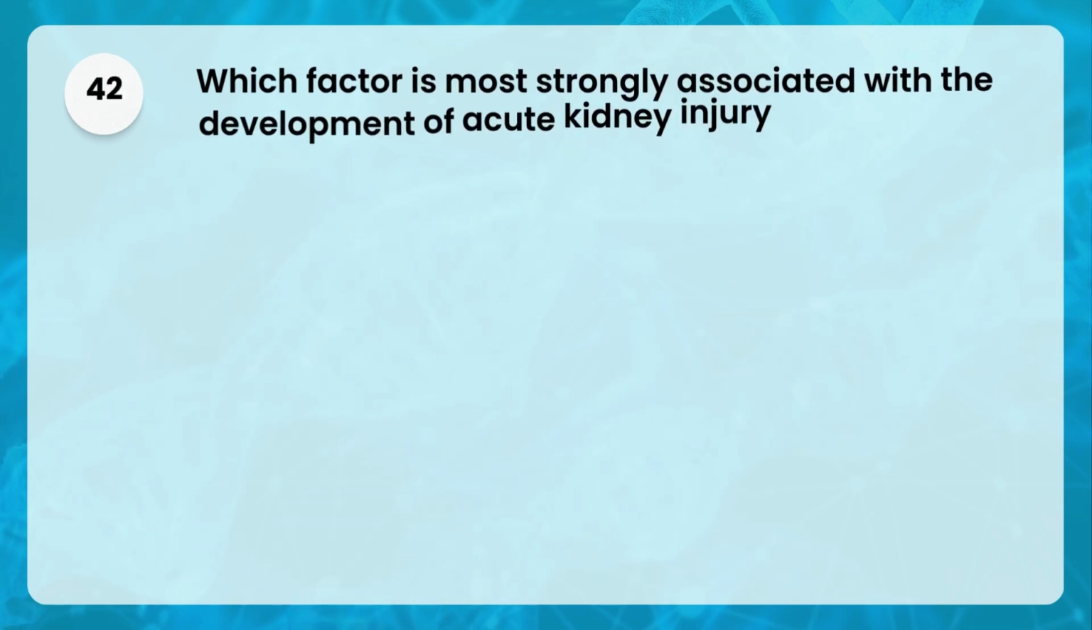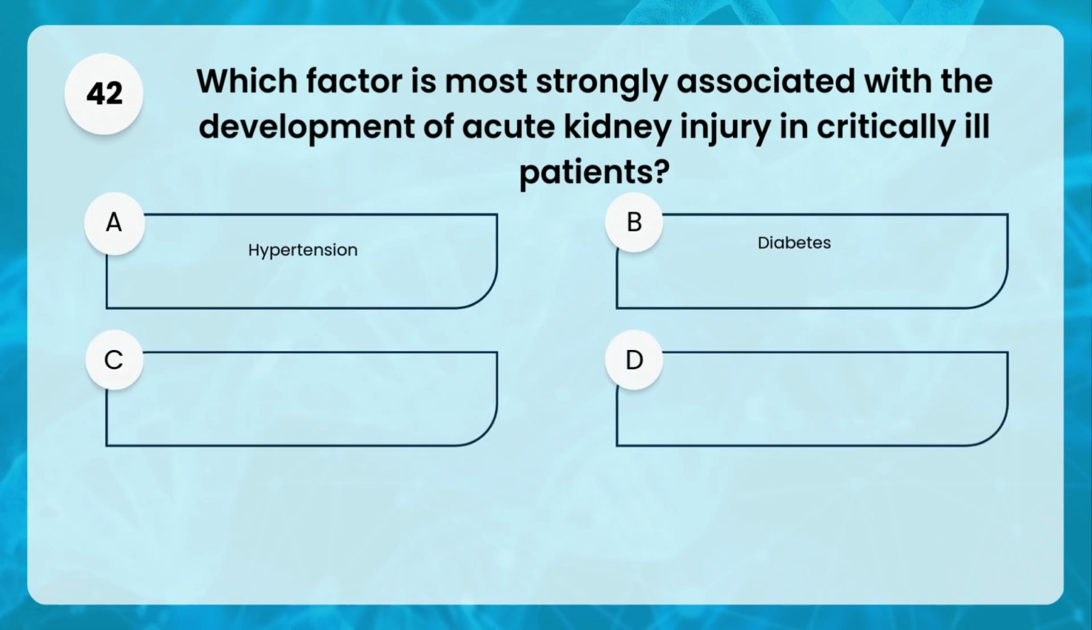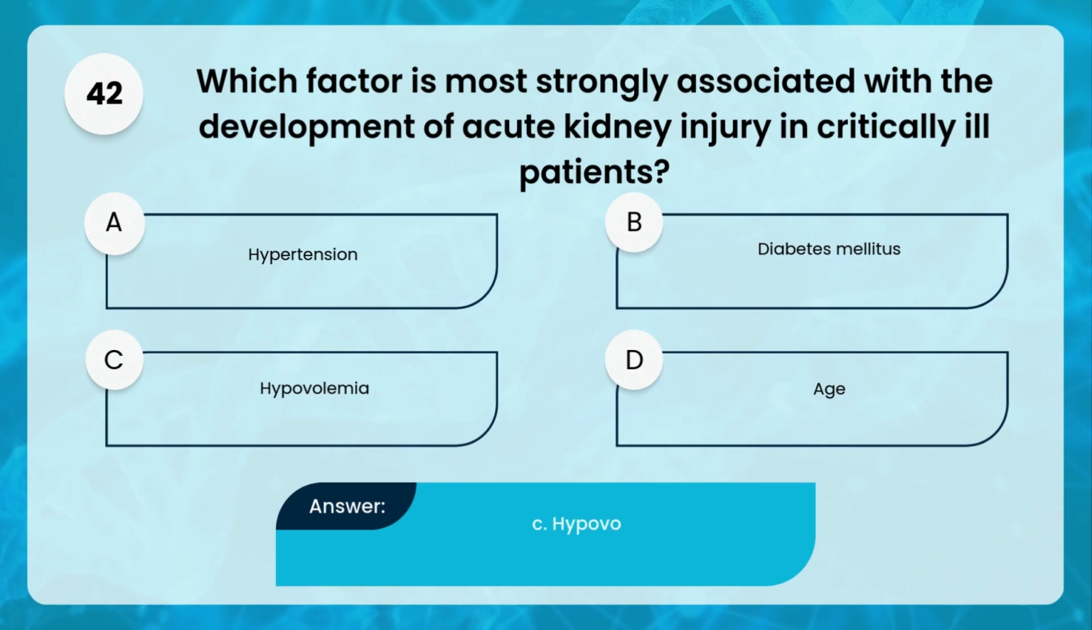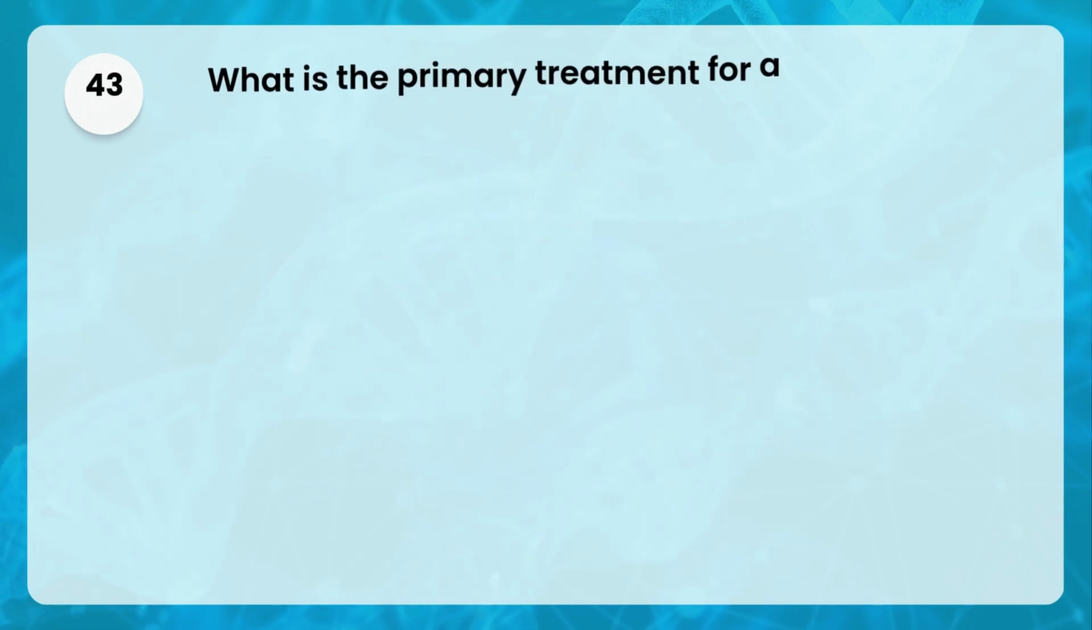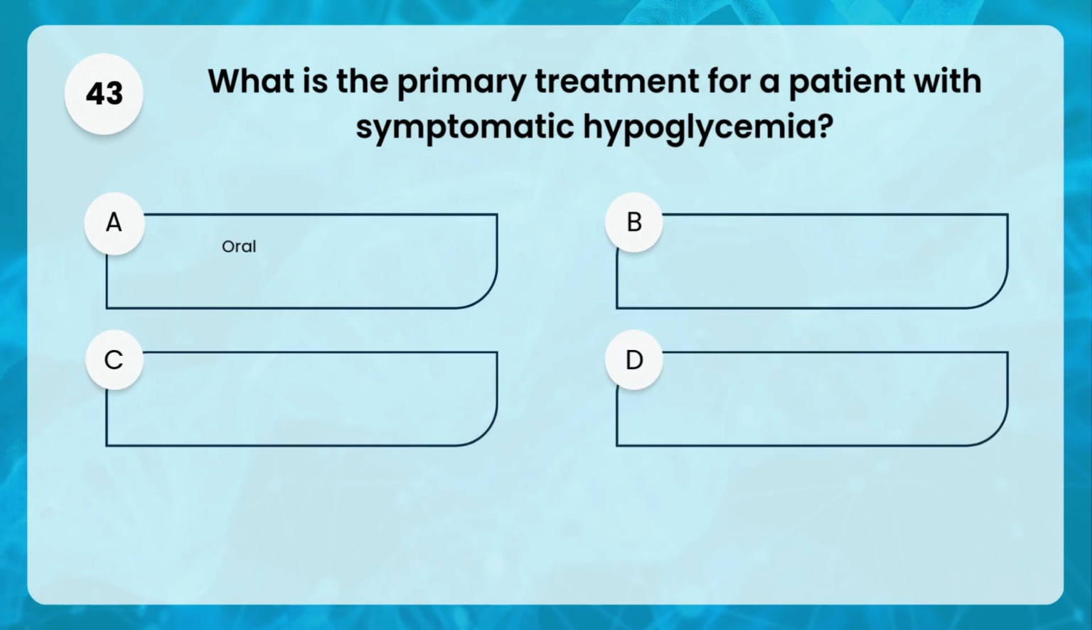42. Which factor is most strongly associated with the development of acute kidney injury in critically ill patients? A. Hypertension. B. Diabetes mellitus. C. Hypovolemia. D. Age. The answer is C. Hypovolemia.